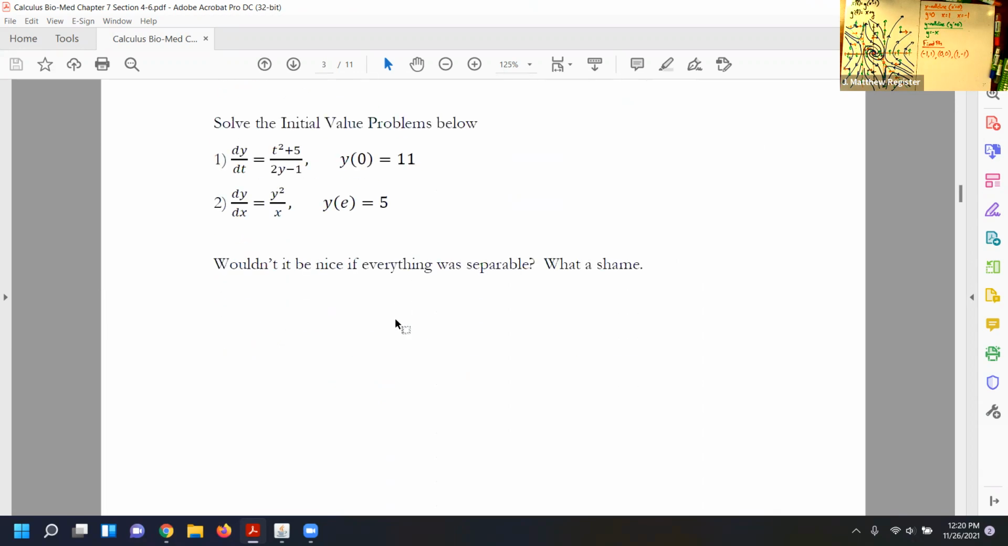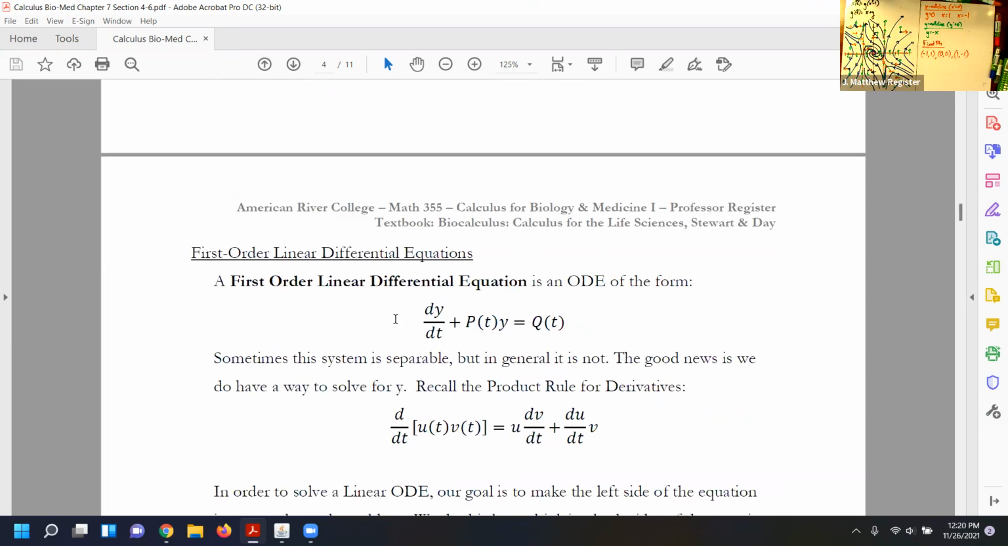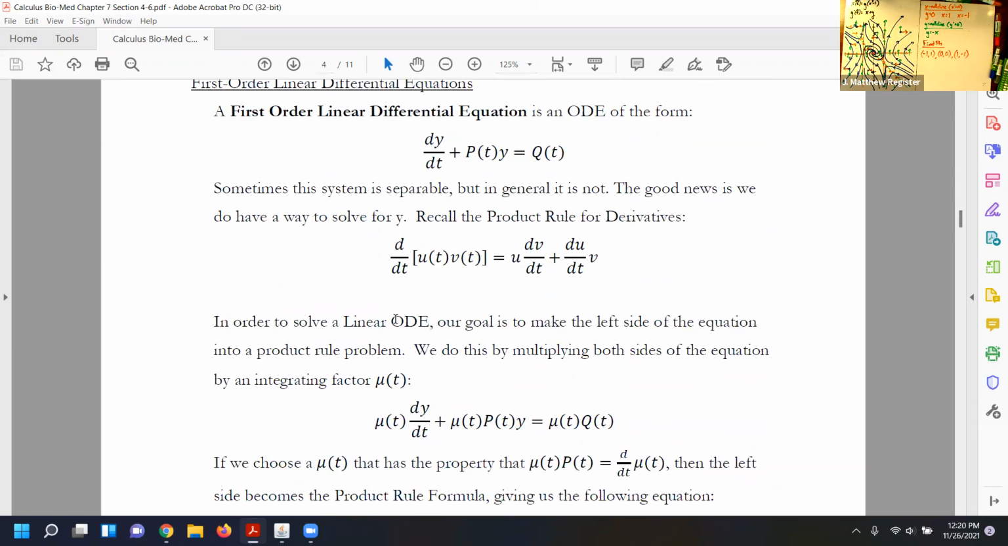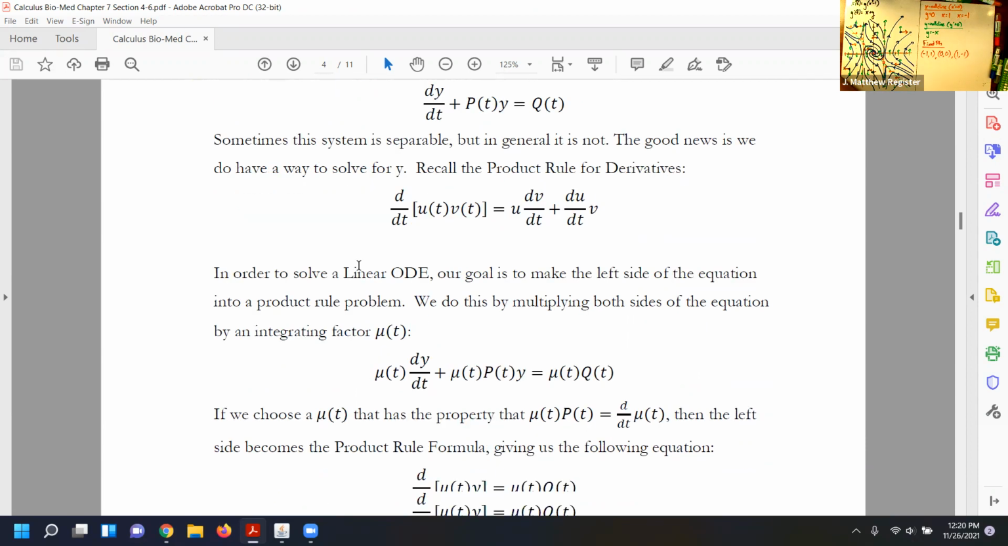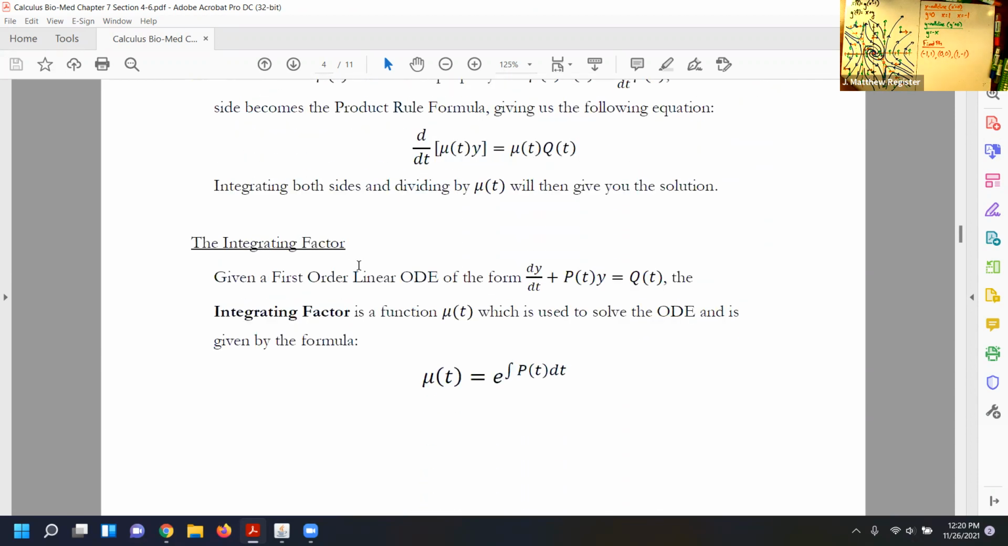We then did a more advanced technique called the method of integrating factors, which is what you use for a first order linear differential equation. And it's basically using the product rule to solve things, but using the product rule in a very interesting way.